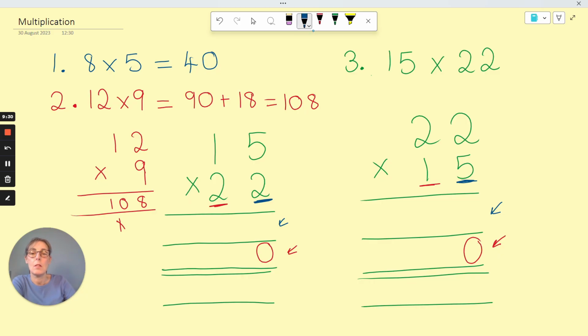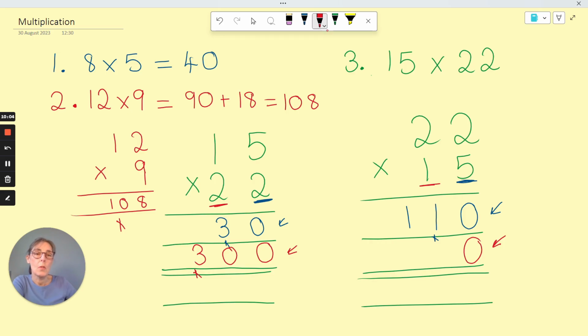Right, so let's do 2 times 5 is 10. And 2 times 1 is 2, add 1 is 3. Let's go to this one. 5 times 2 is 10. 5 times 2 is 10, add 1 is 11. Okay, change to red now. We're going to do the tens. 2 times 5 is 10. 2 times 1 is 2, add 1 is 3.